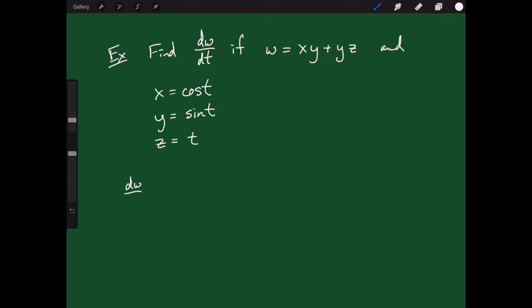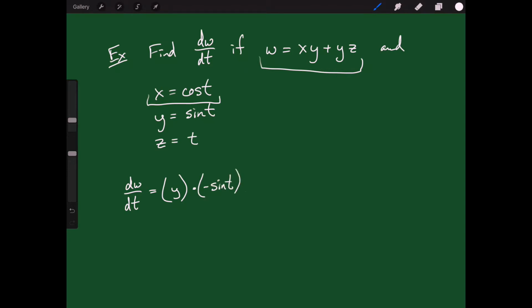So dw over dt would be equal to, well, first I want to take the original function and take its partial derivative with respect to x. And if I take that partial with respect to x, I think you'll agree that I get y. Then I need to multiply that by the derivative of x with respect to t. So x is equal to cosine of t, and the derivative of cosine of t is minus sine of t.